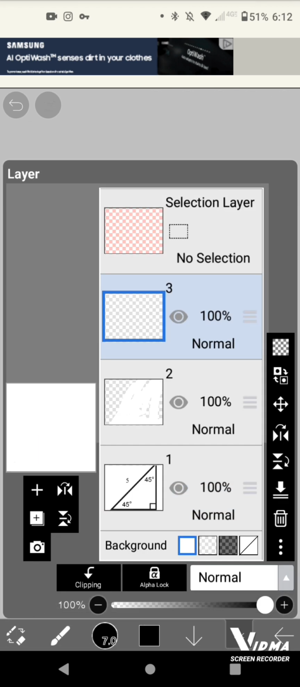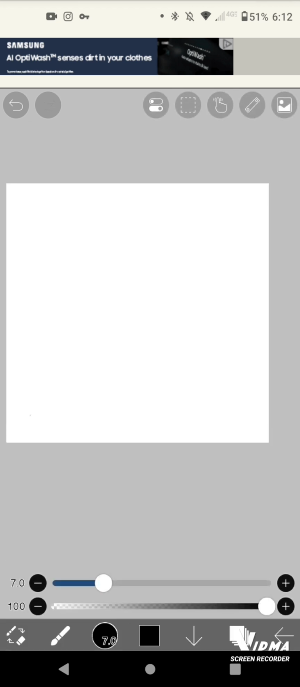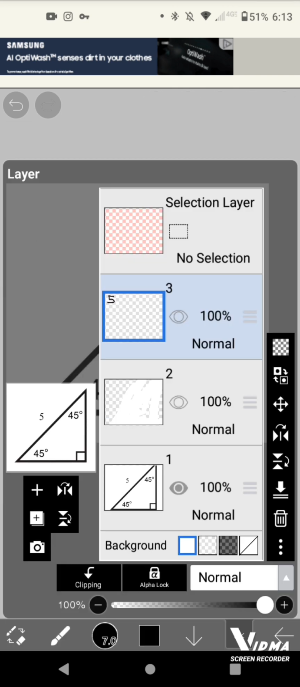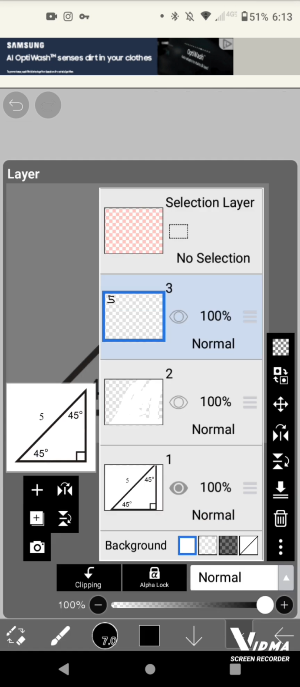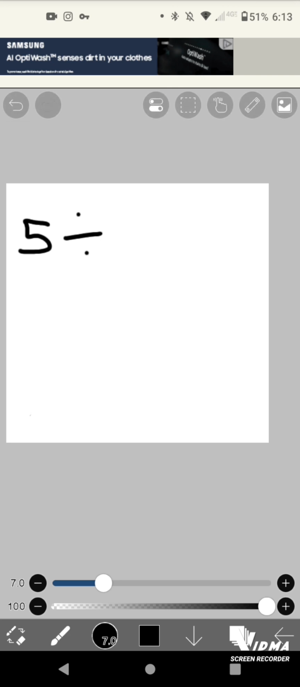So what we do is we remember that our hypotenuse length is 5. And to get to the side length, we have to divide by root 2. So, let's do that. 5 divided by square root of 2.